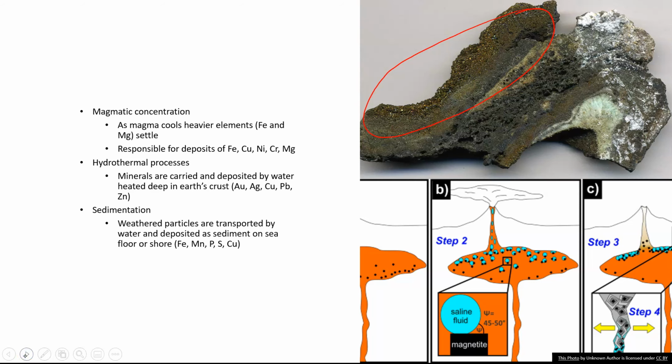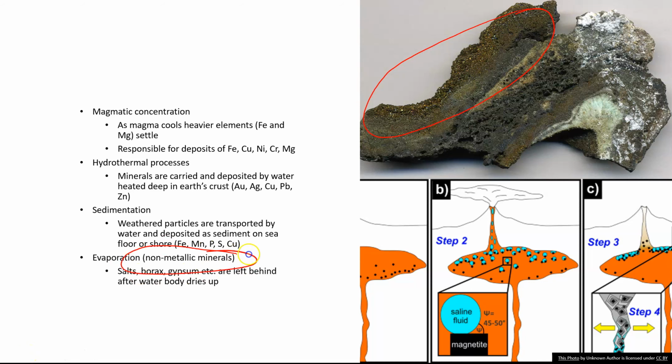Sedimentation is another process where, as water runs downhill, heavier, denser particles settle out faster than less dense particles. And then evaporation.